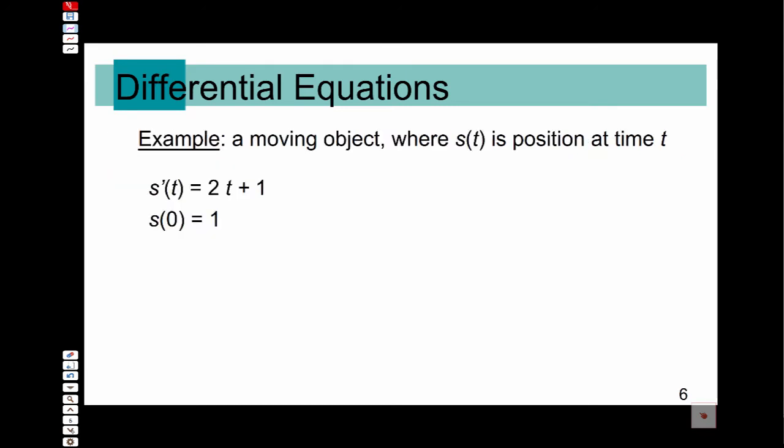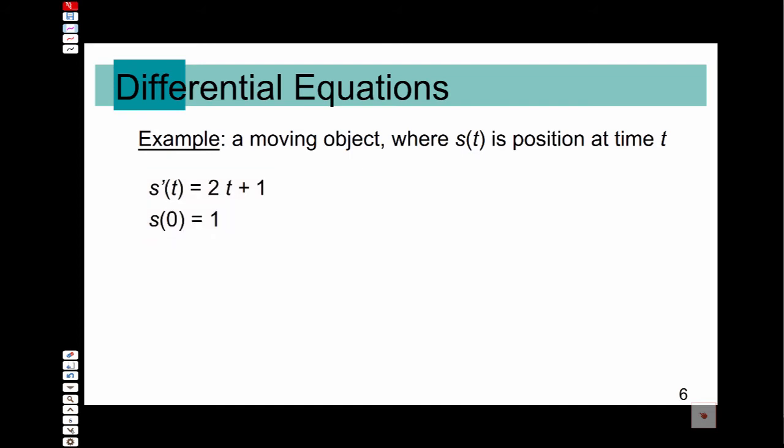Now we've already seen some examples of differential equations previously, and here's one from physics. This is an example of a moving object where s of t is a function giving the position of the object at time t. Now, as an example, let's suppose that the velocity of the object at any time is given by 2t plus 1. And of course, the velocity is just the derivative of the position function, and so we can write this as a differential equation, s prime of t is equal to 2t plus 1. Now, let's suppose also that we know the initial position of the object is s at time 0 equals 1. Together, these give an initial value problem for the position of the object, and the problem is to find the function s of t that satisfies both of these conditions.